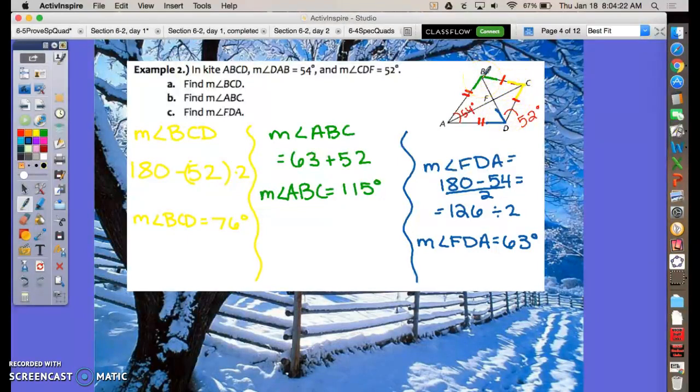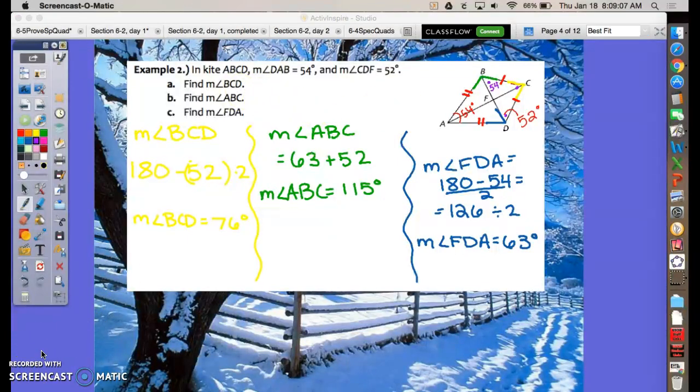So what do we know about our isosceles triangles? Well, since it's a triangle, we know that all 3 angles add up to 180. And since it's isosceles, we know that the base angles are congruent, which means this one is also 52. So how can I find this angle over here? I can do 180 minus 52 times 2. For the measure of angle ABC.